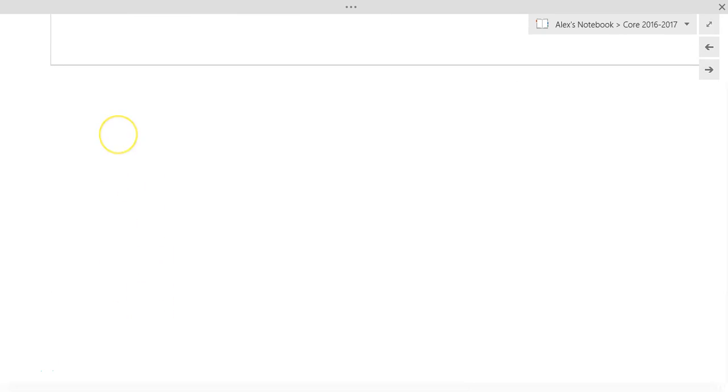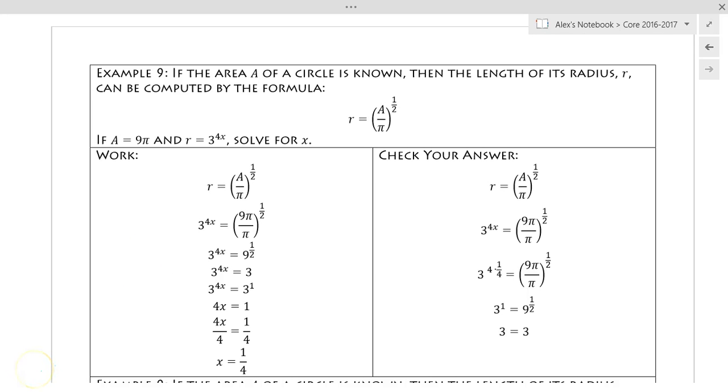All right, now looking at our next example, example 9 says if the area A of a circle is known, so if I'm given the circle, I know its area, then I can find its radius with this formula: R equals A divided by pi to the 1/2. It tells me the area is 9 pi, and R is 3 to the 4x. So I'm going to solve for x.